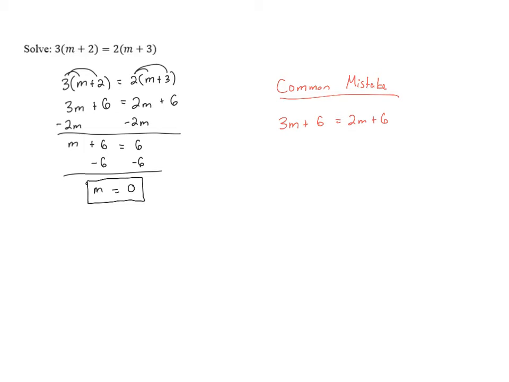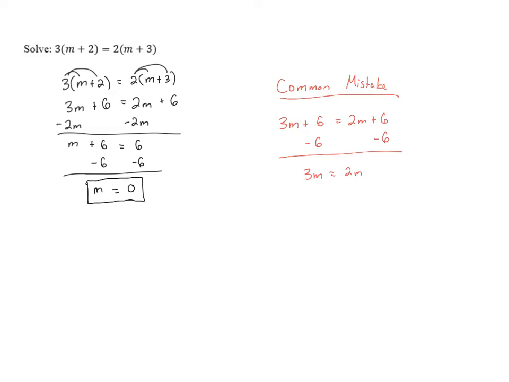Instead of focusing on the variable terms, they focus on the constant terms. They see the 6 on both sides and say, oh, we can get rid of those by subtracting 6. And then they do that. This leaves us with 3m on the left and 2m on the right.